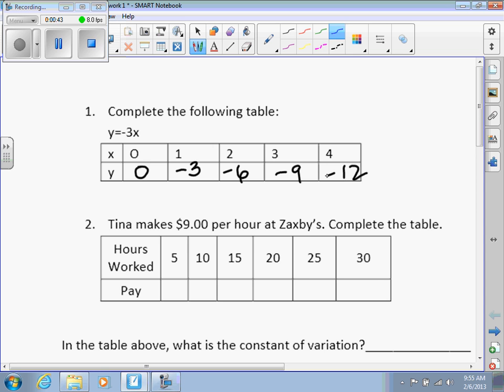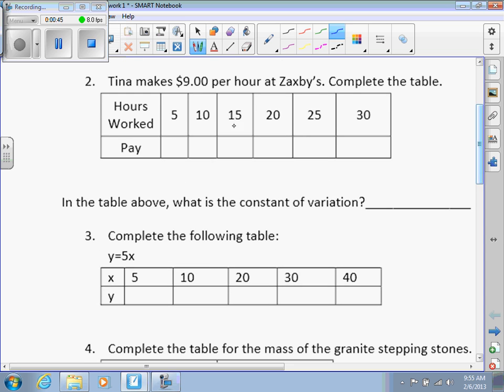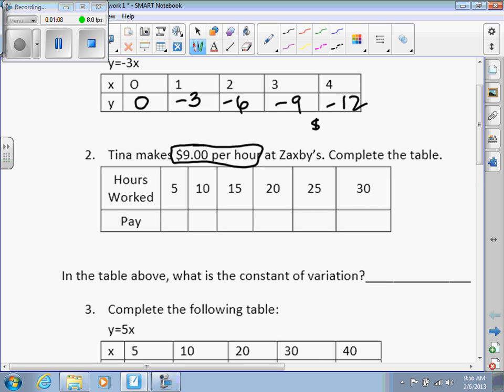All right, next, Tina makes $9 per hour exact. Take a pencil. I want you to put a box around $9 per hour. How would I write that as a fraction? $9 over 1. 1 what? Hour. Okay, break it down. What's that called? That's the unit rate.